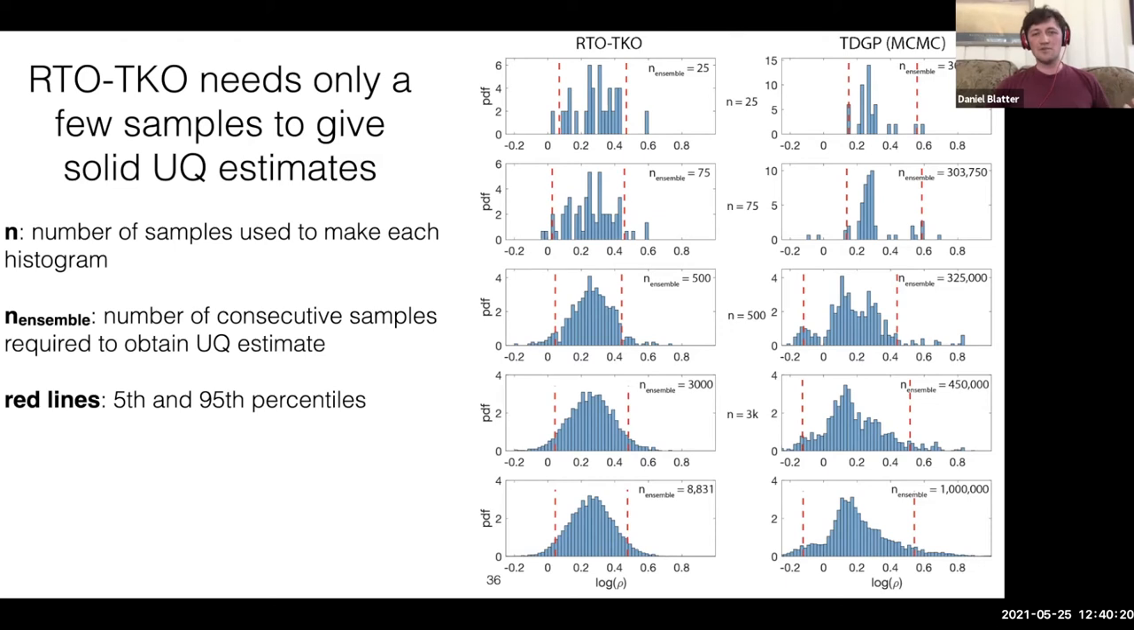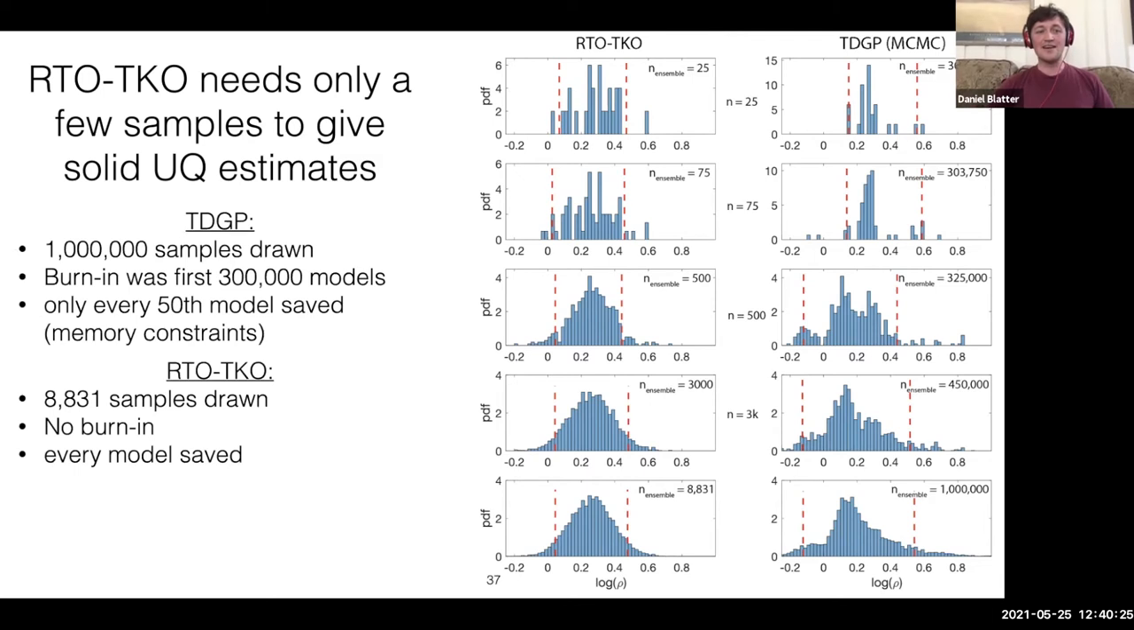But the N ensemble in the upper right corner of each plot, and I realize this might be a little confusing, is different because it represents the first N ensemble consecutive samples I had to draw to make that plot. For RTO-TKO, it's the same number, right? Because I'm accepting every single model. For TDGP, however, the first 300,000 models were thrown away as burn-in because that's how long it takes to converge to the high posterior probability regions of model space. And then only every 50th model was saved, due to memory constraints and due to the fact that adjacent models are highly correlated, so why would you save them anyway?